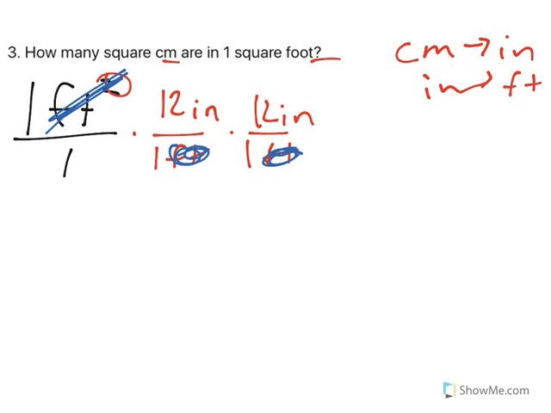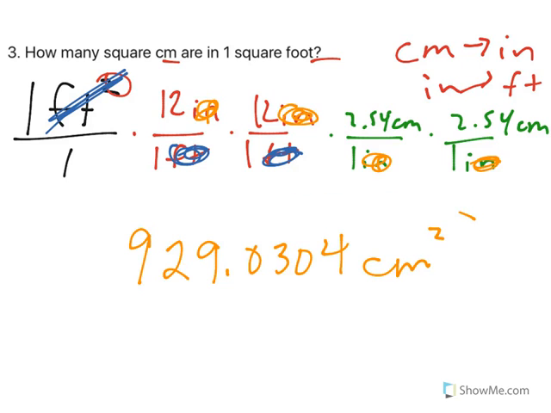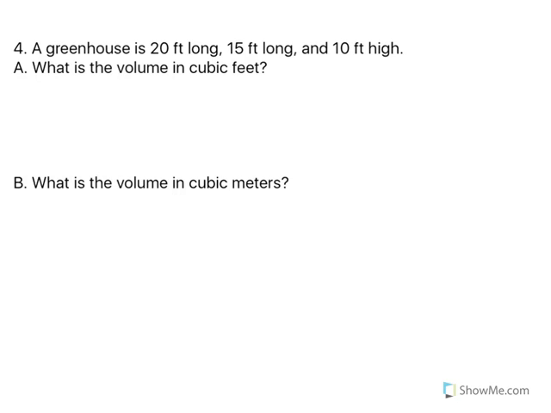Then once I have the inches, then I can say I know that 1 inch is 2.54 centimeters. And again, I do that twice because there are 2 of them. 1 inch, 2 inch, 1 inch, 2 inch. All of these numbers are in the numerator, so I multiply, and I end up with 929.0304 square centimeters. And it's squared because there are 2 of them.